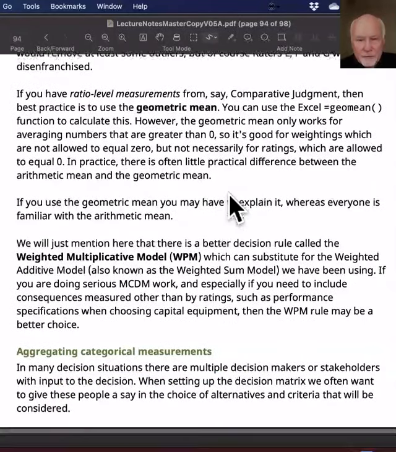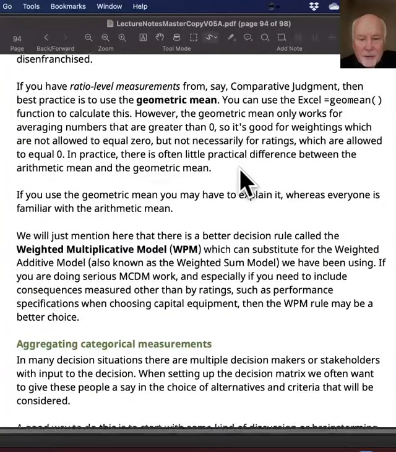If you have ratio level measurements, which you will get from comparative judgment, then the best practice is to use the geometric mean. And there's an Excel function for that. It only works for numbers that are greater than 0. If you've got a rating of 0 in your ratings, it will just throw up an error. So you need to be aware of that. The biggest problem really with the geometric mean is if you're doing it in this context where you've got to explain to people what you're doing, because then you've got to explain to them what a geometric mean is.